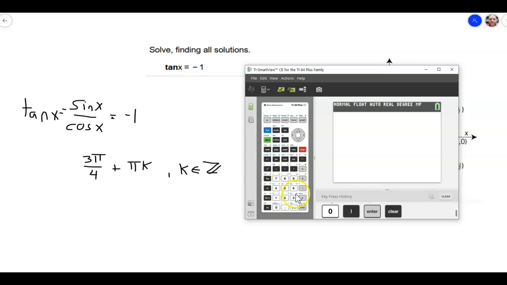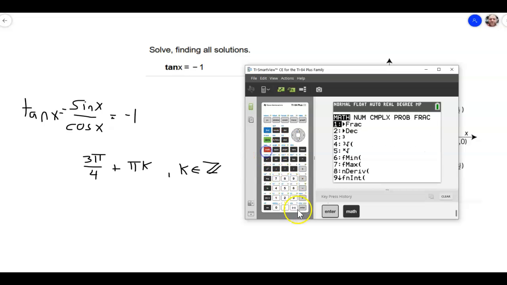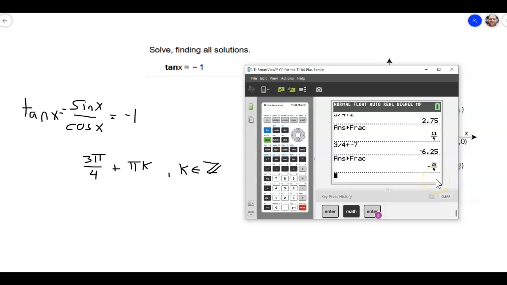So if I did 3 over 4 plus 2, enter, convert that into a fraction, that would be 11 pi over 4. And I could just keep adding values, or, remember, integers can also be negative. So I could do 3 over 4 and put a negative number in there, plus a -7, for example, and that's going to give me a solution as well. So let's try that. Convert that to a fraction. So negative 25 pi over 4 would also be a solution.